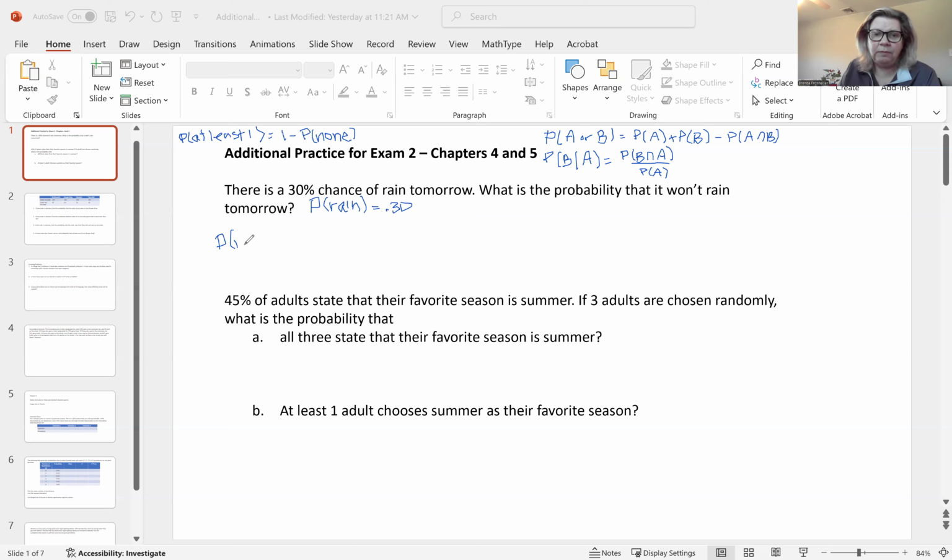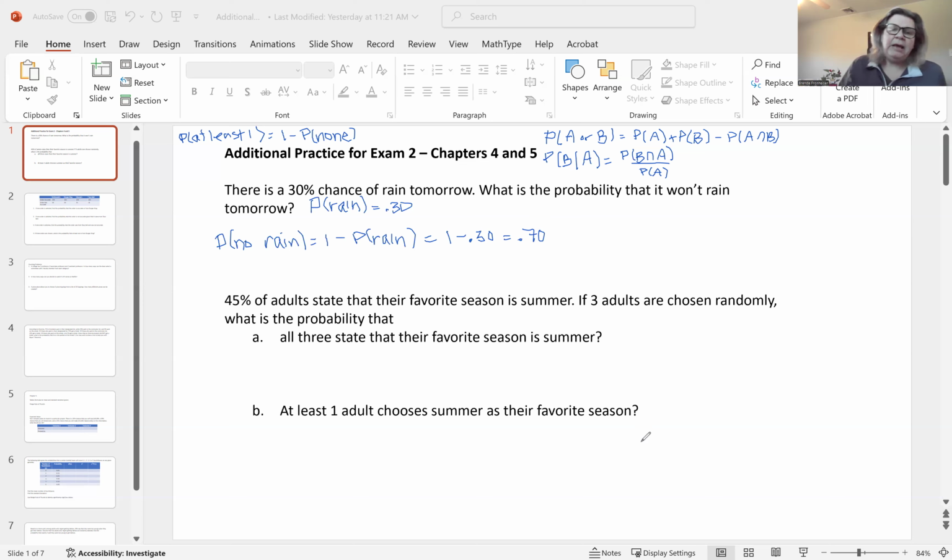So the probability of no rain is that idea of complements. It's either going to rain or it's not going to rain, so there's a 100% chance of either of those. So this is simply going to be 1 minus the probability of rain, which is 1 minus 0.30, or 0.70.